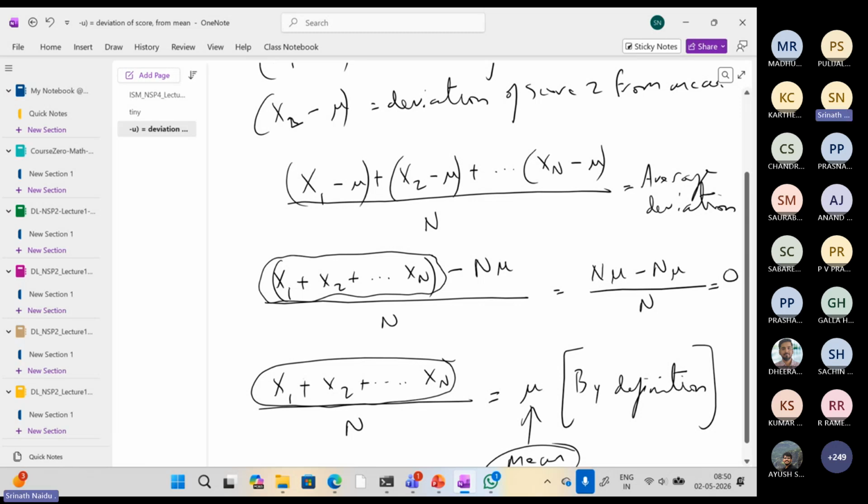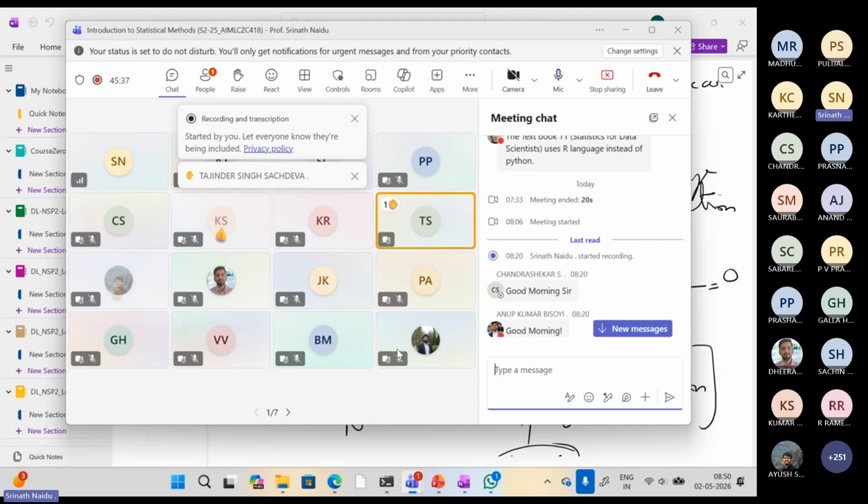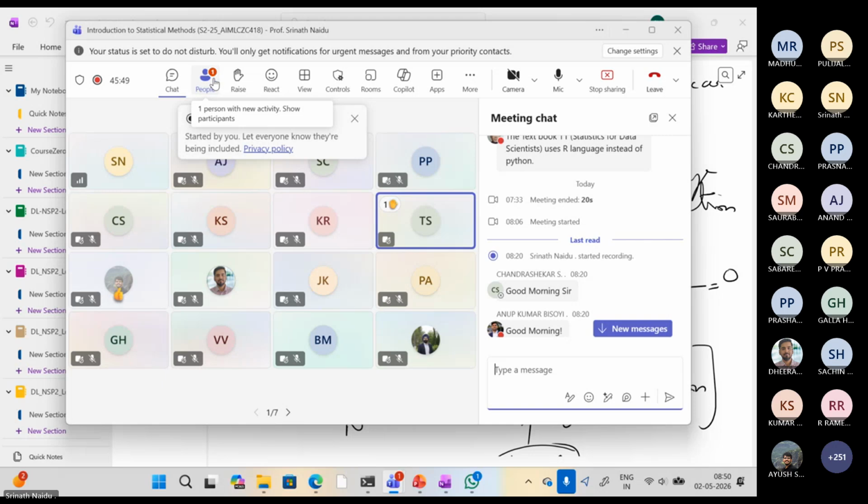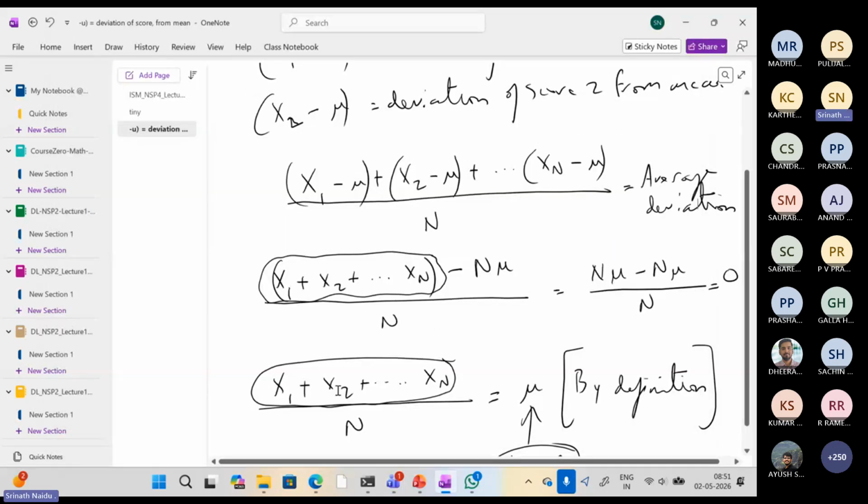Sir, I have a question. Yeah, go ahead. As per the definition, you said that x1 plus x2 till xn is mu. But on your screen, it is n mu minus n mu. No, I said x1 plus x2 plus till xn divided by n is mu. I didn't say x1 plus x2 plus xn is equal to mu. I said x1 plus x2 plus xn divided by n is mu. The average is mu.